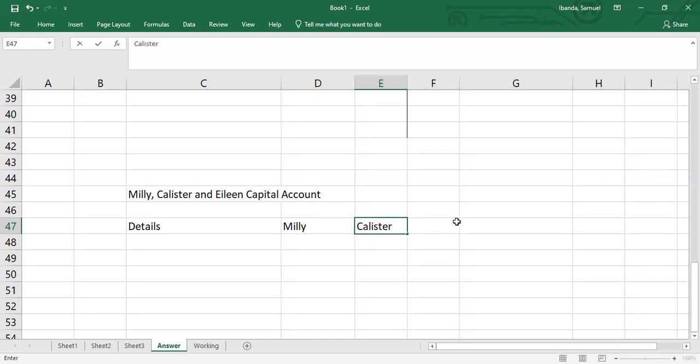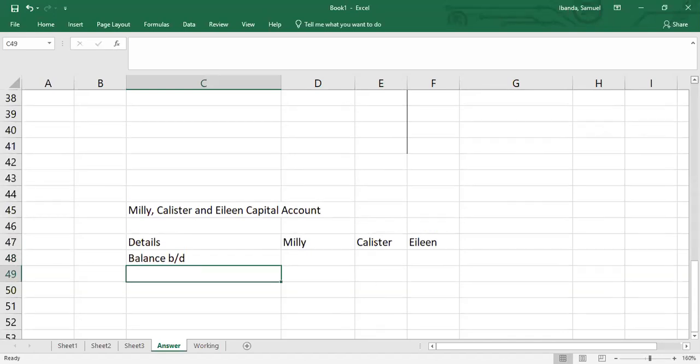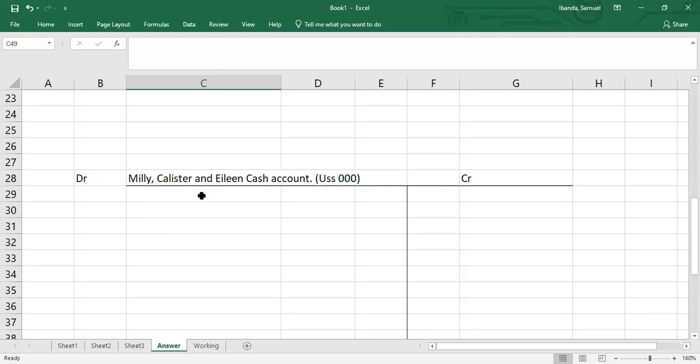Calista and Elaine. Okay. Of course, since this is a capital account, it has a balance brought down. The same thing also happens with this cash account, it has a balance brought down, and our balance brought downs are picked exactly from the question.